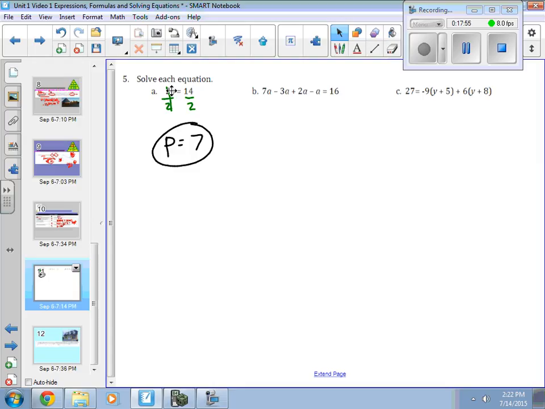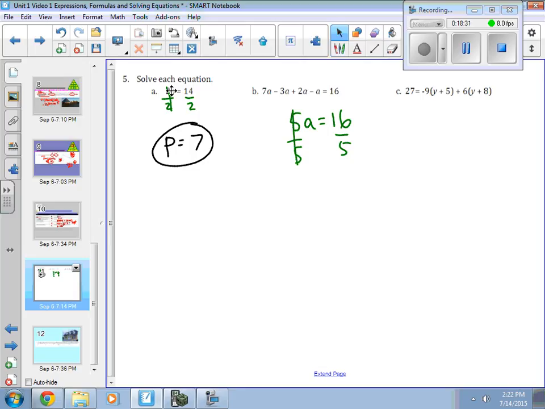On b, we have lots of these a terms on the left side of the equation. When you have like terms, before you solve, combine like terms. We've got adding and subtracting, so we go left to right. 7 minus 3 is 4, plus 2 more is 6, minus another 1 would be 5a left. Okay, now we can divide both sides by 5.